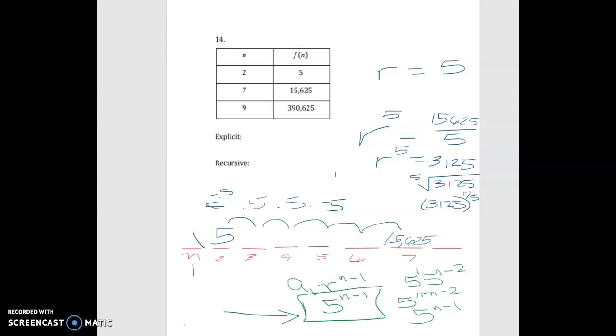So for the recursive, you always state the first term. So f of 1 equals 1. And they stated the second term. That's fine. That would also be acceptable. And then you can state your pattern. So our pattern is the previous term times 5.